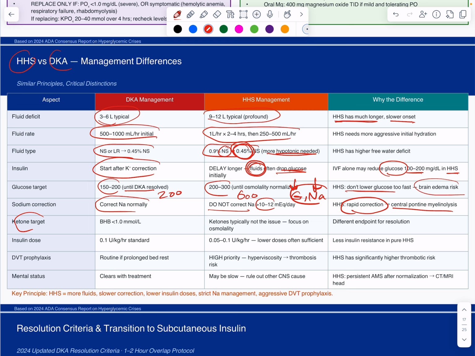You have a ketone target in DKA. You are trying to decrease the BHB below 1. You are not worried about the ketones or the acidosis in HHS, right?